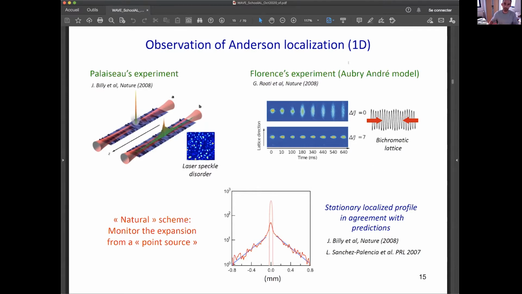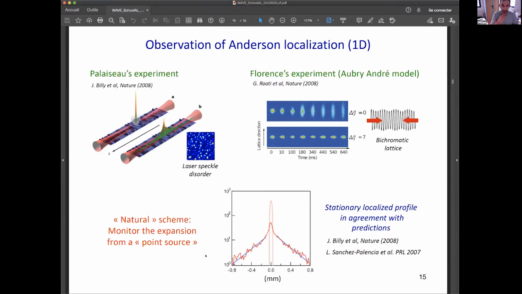I'm not commenting on the one which was done similarly at the time in Florence, which is in bichromatic lattices. So it's not exactly Anderson localization, but there is localization there. It's called the Aubry-André model. And I believe Ulrich Schneider will talk a bit about it.